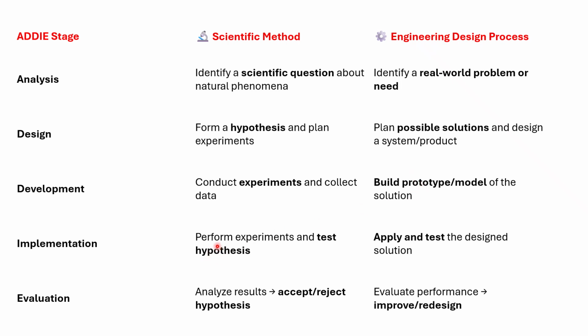In the scientific method, the implementation is performing the experiment and testing the hypothesis, whereas in the engineering design process, the implementation is applying the test to the designed solutions. In the scientific method, the evaluation is basically doing analysis of the result. Either we can accept or reject the hypothesis. But in the engineering design process, we have to evaluate the performance, and based on the performance, we have to improve or redesign the overall system.